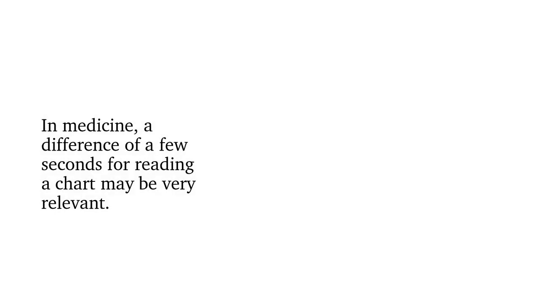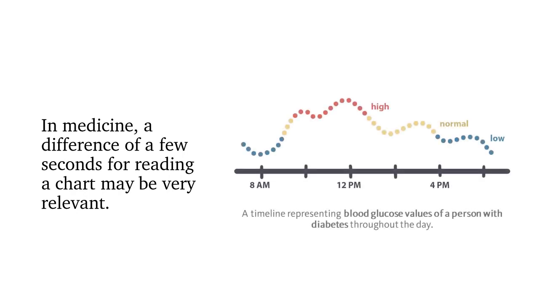We want to stress that the importance of the following points, especially regarding timing, heavily depends on the context. For instance, in emergency medicine, a difference of a few seconds may be much more relevant than for reading a timeline published in a magazine. The one on the right, for example, represents the blood glucose values of a person with diabetes throughout a day. A medical professional may have to look through many of these charts in a span of a short amount of time. Therefore, this is a situation in which fast data lookup is relevant.